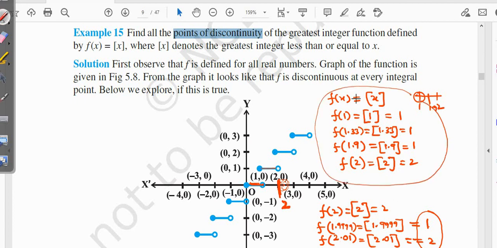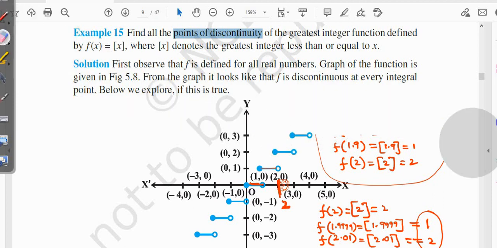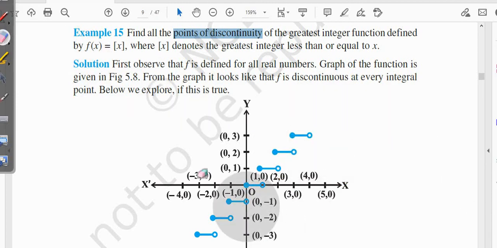Right, so now we have an idea. Before working the sum itself, we have some idea about the greatest integer function. Normally the greatest integer function is discontinuous at the integers. Other than integers, for all real numbers, the function is continuous. Based on this only we are going to have cases.